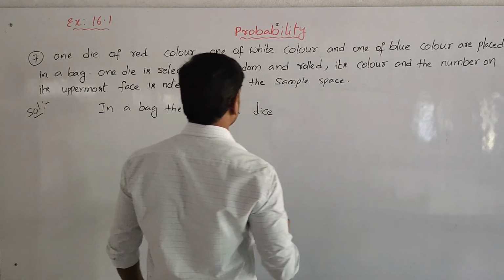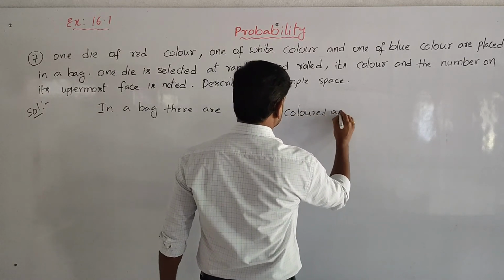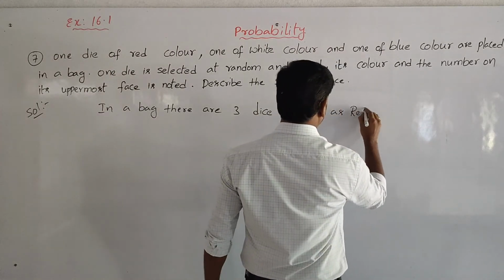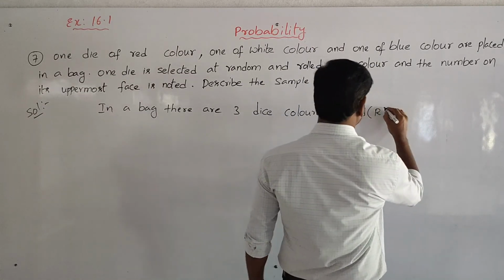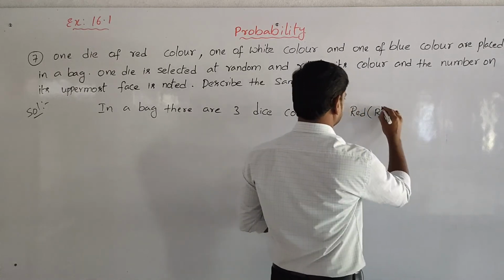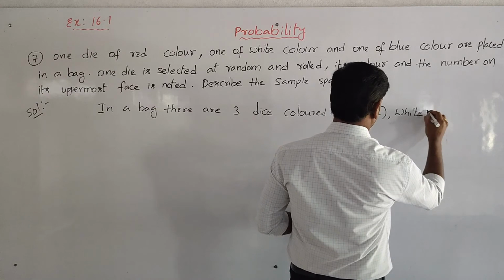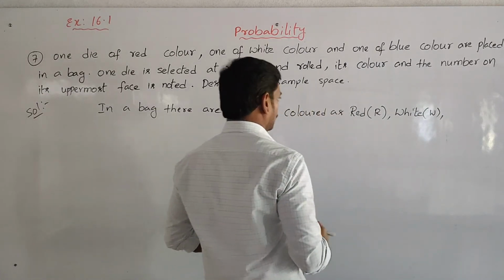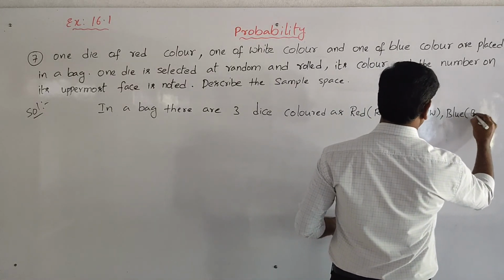There are 3 dice colored red, I am indicating by R. Next white, I am indicating by W. Next blue, indicating by B.